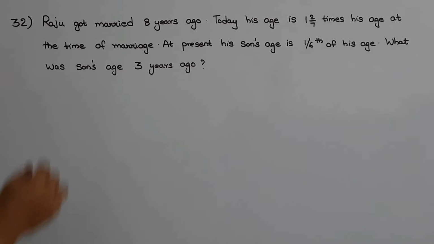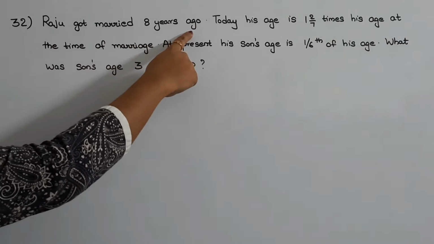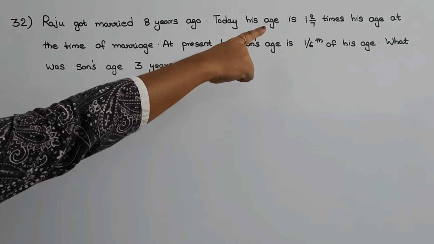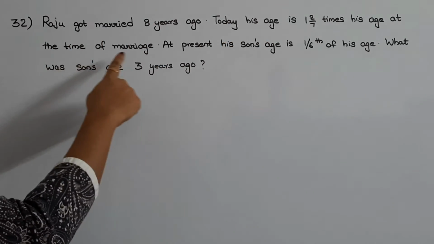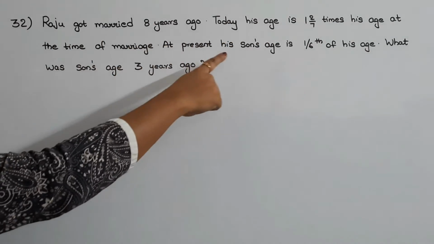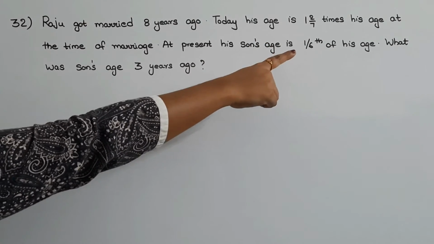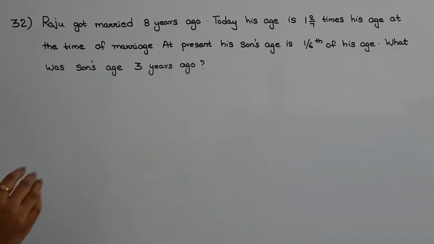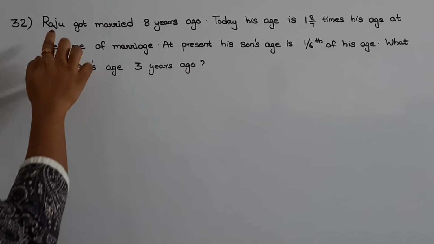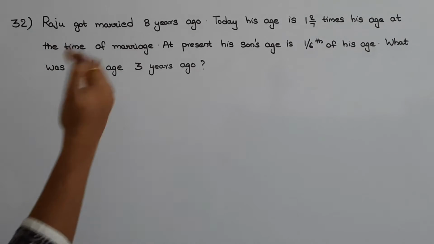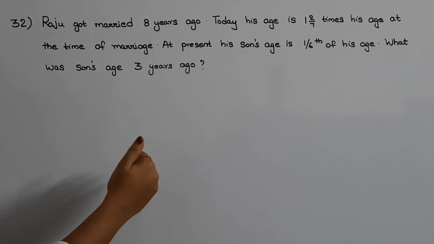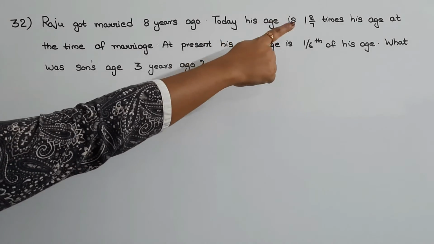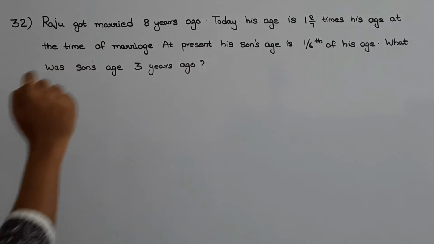The next question is, Raju got married 8 years ago. Today his age is 1 2/7 times his age at the time of marriage. At present his son's age is 1/6 of his age. What was son's age 3 years ago? So in this question they are telling that a person named Raju got married 8 years ago. At present his age is 1 2/7 times his age at the time of marriage.